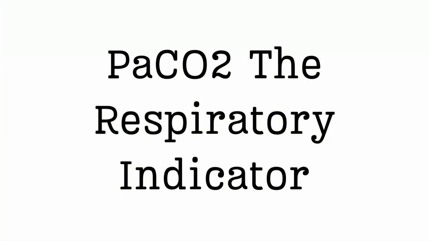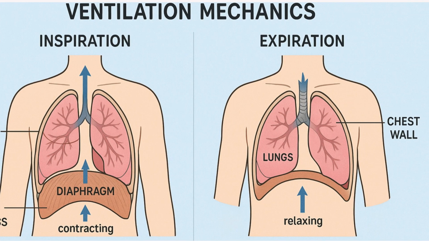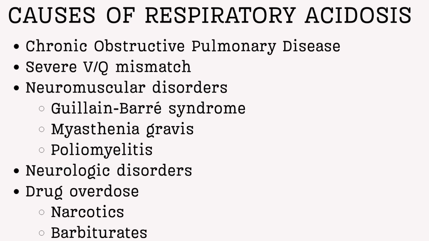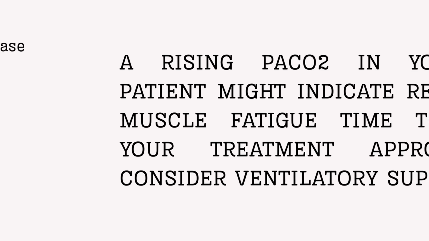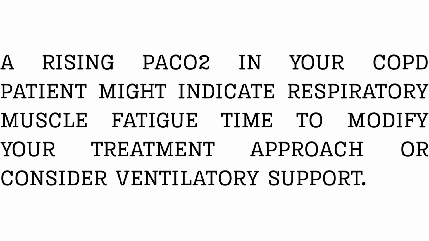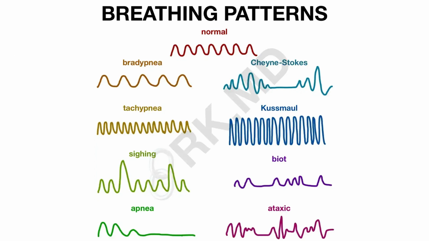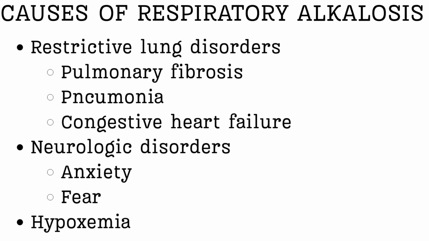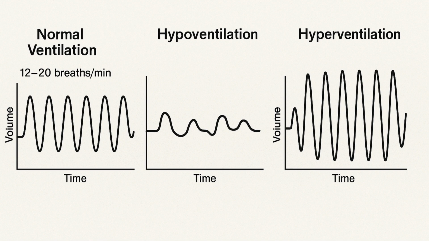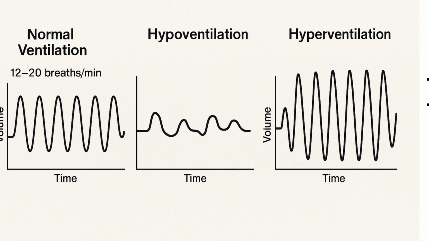PaCO2, the respiratory indicator. PaCO2 or partial pressure of carbon dioxide reflects ventilation effectiveness. Normal range 35 to 45 mmHg. This is your domain as a physiotherapist. High PaCO2 above 45 mmHg indicates hypoventilation or ventilatory failure. This screams for respiratory intervention. Low PaCO2 below 35 mmHg suggests hyperventilation, possibly compensatory for metabolic acidosis or anxiety related overbreathing.